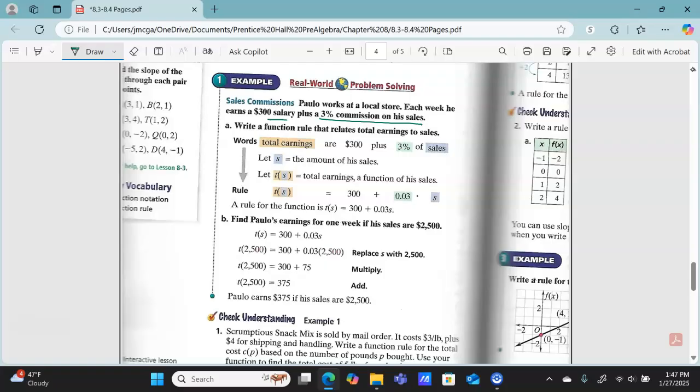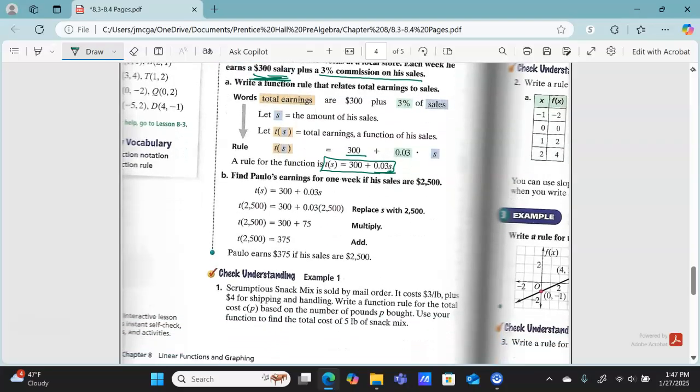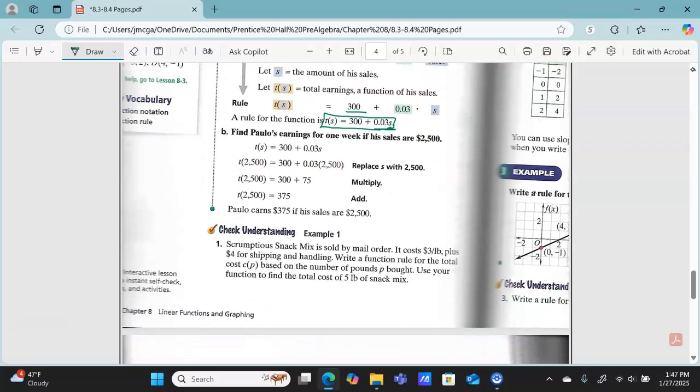So his total earnings is a function of his sales. There's the 300 that he gets as a base salary plus 3% times the number of sales. So this is the equation that we got from that. And then you could use that. They used it to solve for 2,500. If the number of sales was 2,500, they replaced this X with 2,500. And you'll notice here, they replaced it here. This is not T times 2,500, it's T of 2,500.